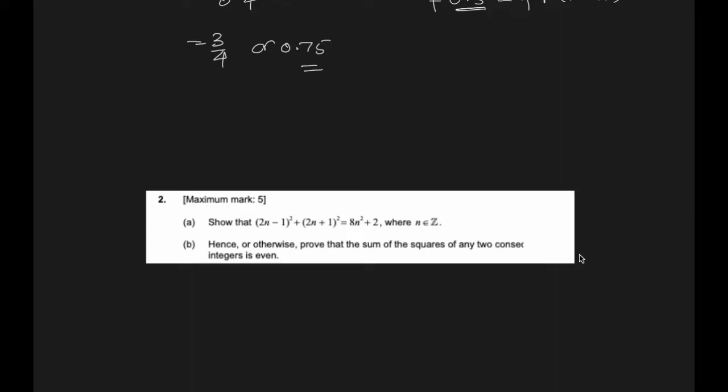Moving on to question number 2. Show that (2n minus 1) squared plus (2n plus 1) squared is equal to 8n squared plus 2, where n is an element of integers. So n are integers. We should know here that whenever there is 2n minus 1 or 2n plus 1, these numbers are odd numbers. I'm mentioning this because they are written as 2 consecutive, and that is not visible here. I'm sure it is odd.